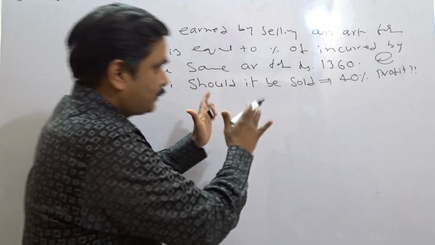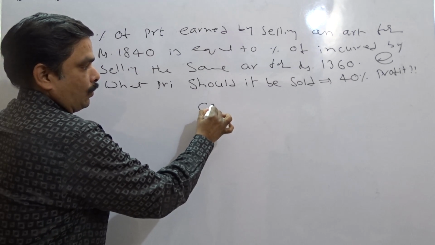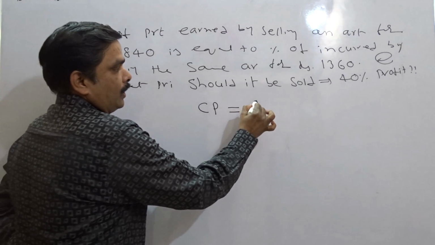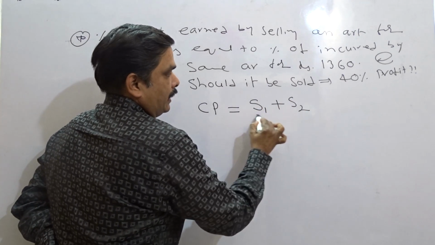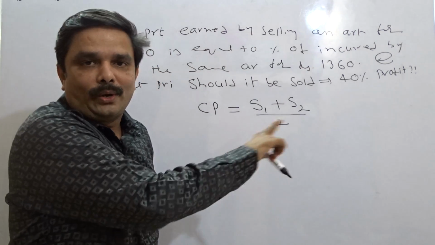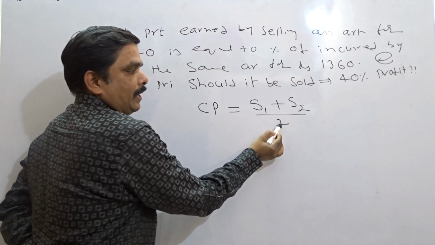For that, in this particular case, you need to go in this way. The direct shortcut for this one: cost price is equal to selling price 1 plus selling price 2 divided by 2, the average of these two. You are going to get this one, right? Selling price 1 plus selling price 2 divided by 2.